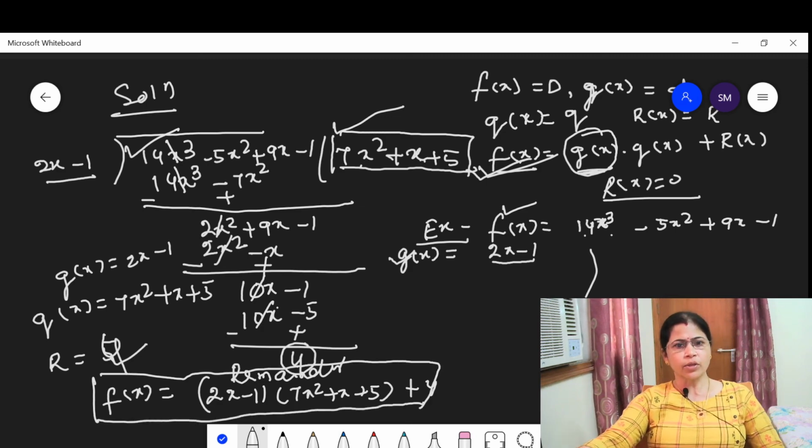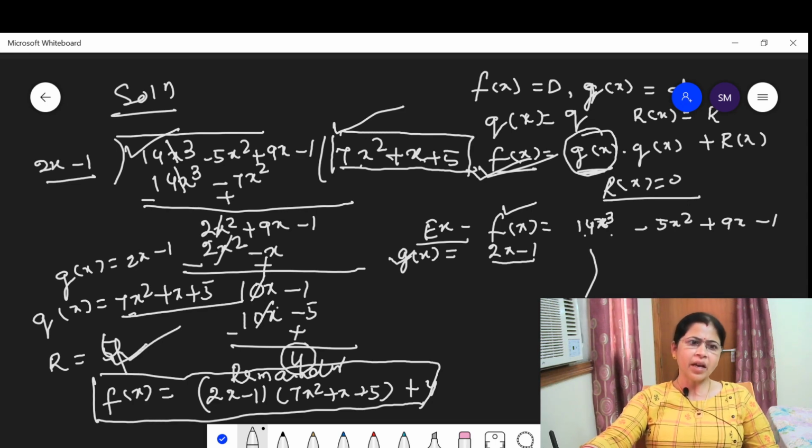Here in this question, the question is asked to find out the quotient and the remainder. By solving the question, we come to the conclusion that the quotient is 7x square plus x plus 5 and the remainder is 4.